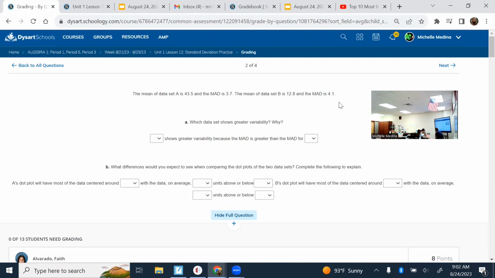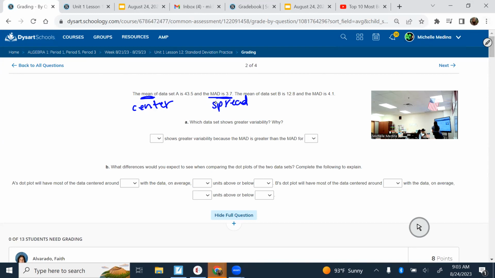So when it asks which data set has greater variability, think about what they give you. They give you the mean and the MAD. Which one is the only one that tells you how spread out your data is? The mean or the MAD? The MAD. All right, by definition. This one's a measure of center. This one's a measure of spread, or variability.